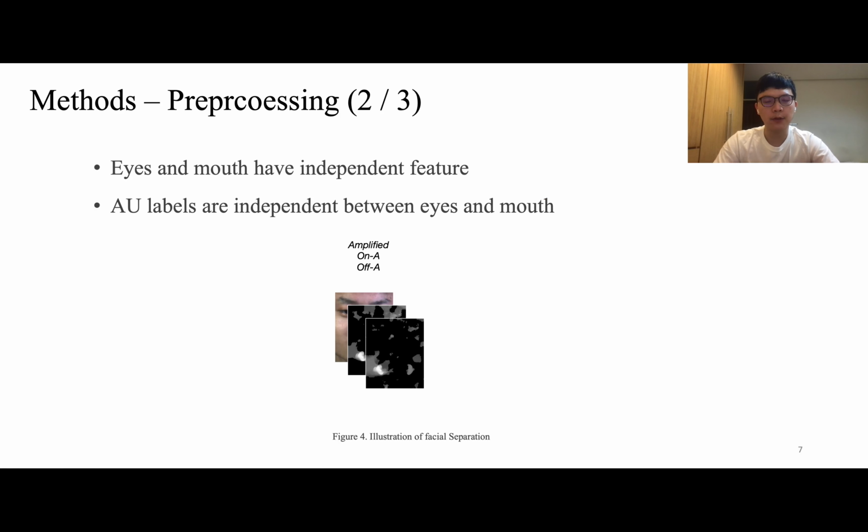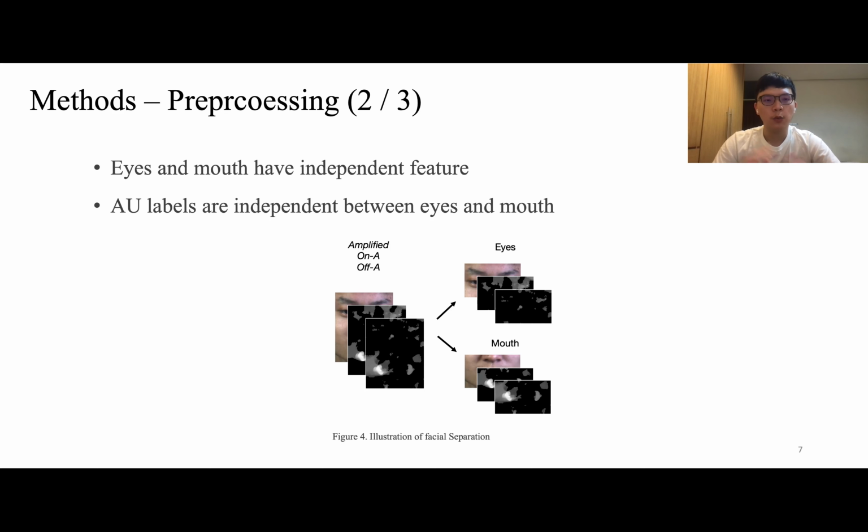The next step is to separate the facial areas. We make our image into two small parts, the eyes part and the mouth part. One reason for the facial separation is as mentioned before: AU labels are independent between the eyes and mouth. Another reason is that the eyes and mouth have different features. So using facial separation, we can extract different features from different facial regions.